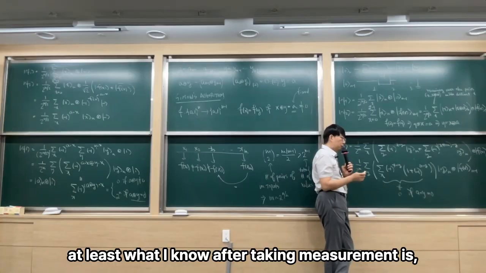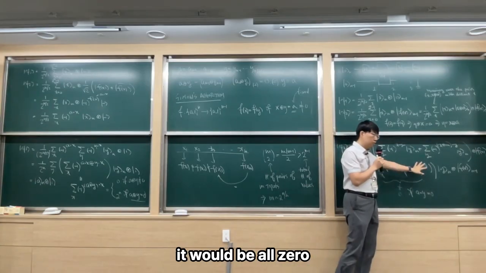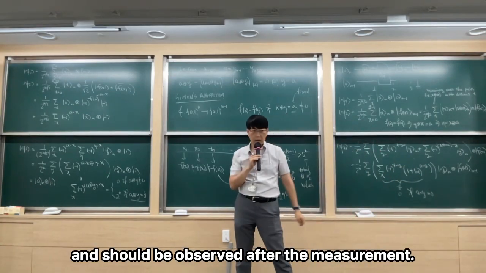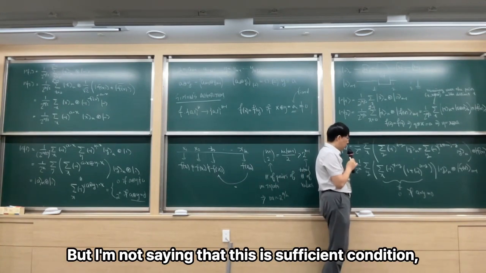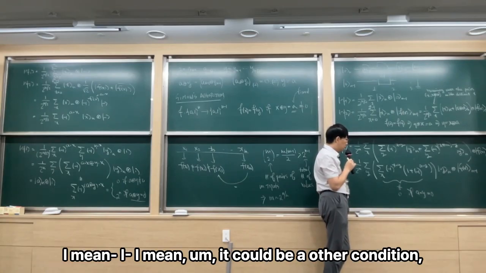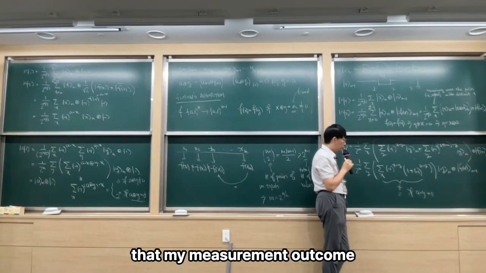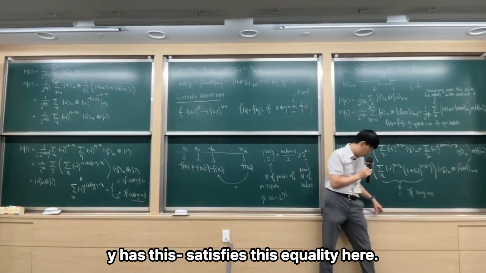So at least what I know after taking measurement is that a times y must be 0. Otherwise, it would be all 0 and should be observed after the measurement. So I know this, but I'm not saying that this is a sufficient condition. It could be wrong. It could be another condition, but at least I know that my measurement outcome y satisfies this equality here.